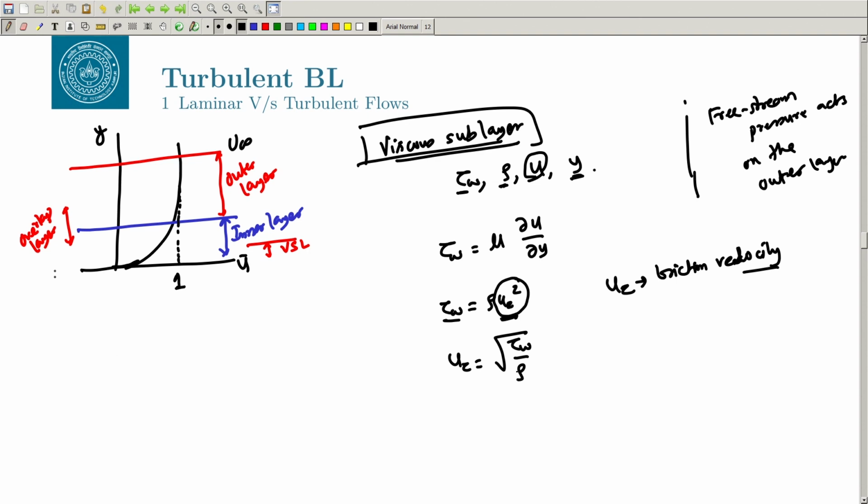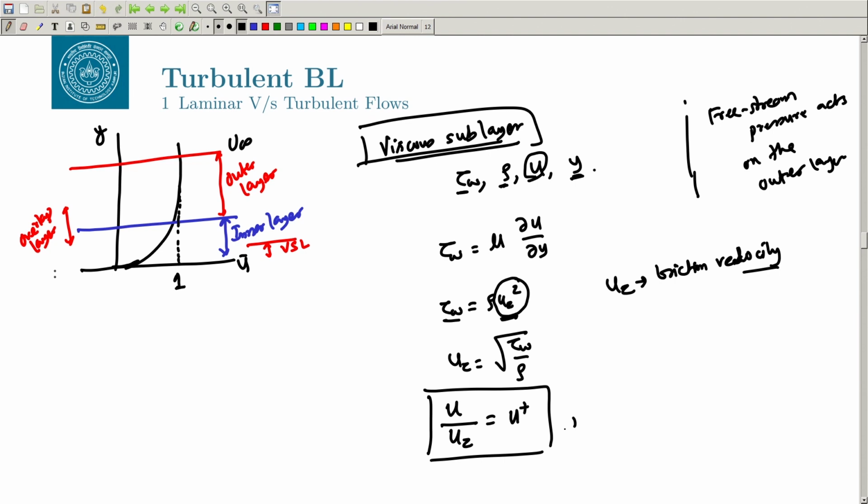So, we can define how my velocity varies in the viscous sublayer. Let us say this is my velocity which is varying in the viscous sublayer. I will define the quantity u by u tau, and I will call that quantity u plus. This is my non-dimensional velocity. What I am interested in is how the velocity is varying in the viscous sublayer, that is my first question. Then I look at the other layers also.